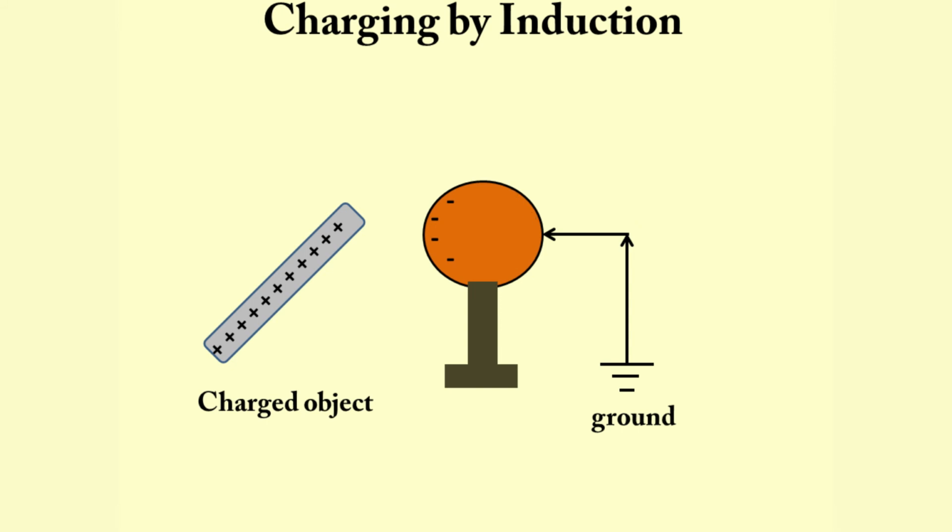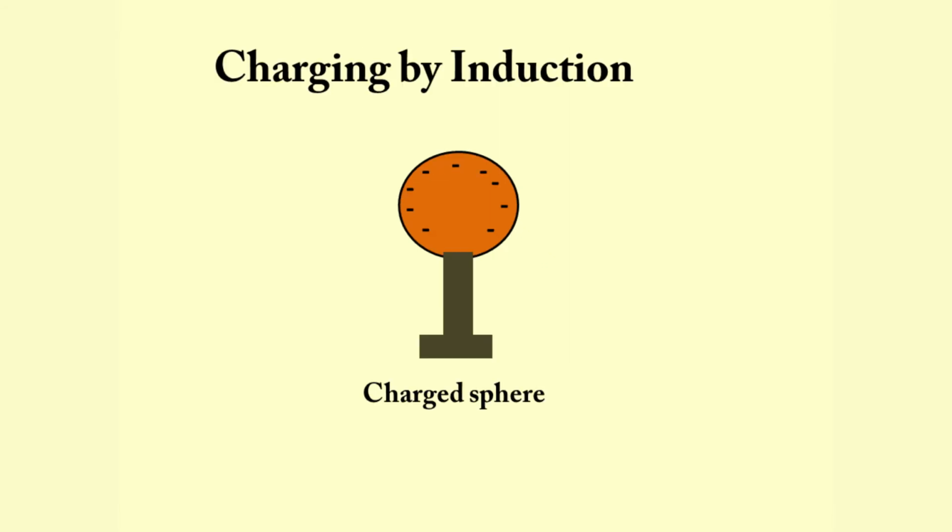And these electrons will nullify the positive charge and that part of the sphere becomes neutral. Step number 4, disconnect the sphere from the ground, but the electrons are still there at the end near to the rod because of the attractive force. Step number 5, finally take the rod away from the sphere and these electrons will spread all over the surface of the sphere. Finally, we have a charged sphere.